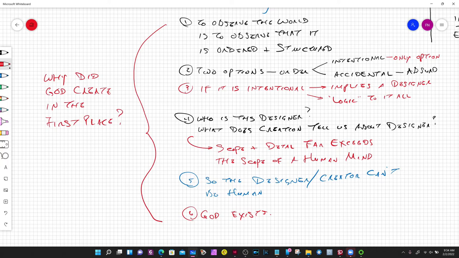What was God's motivation for creation? And the answer becomes that the whole of the universe is intended for us to know God.